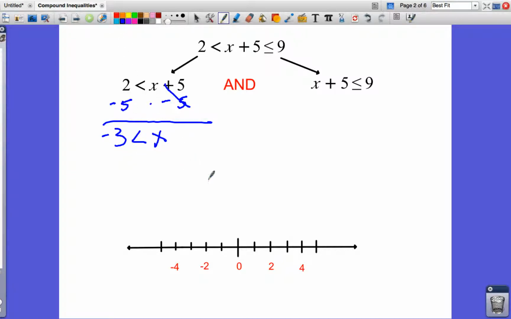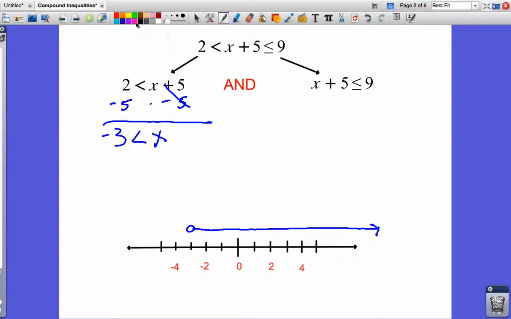Now, real quick, why don't we graph this? I need to find my negative 3 here, which is going to be at this point. I have an open circle on negative 3. And x is going to be bigger than negative 3, so all these numbers shaded to the right are bigger than negative 3.